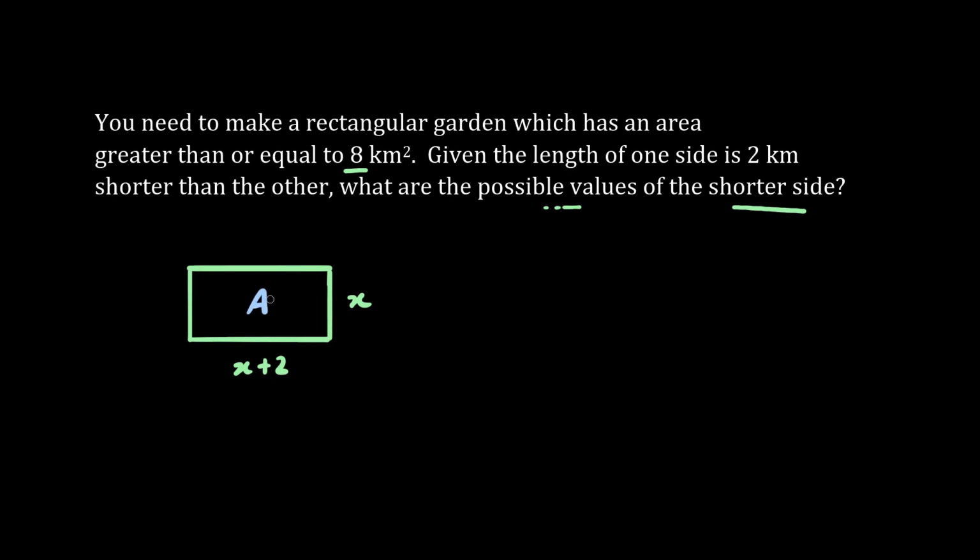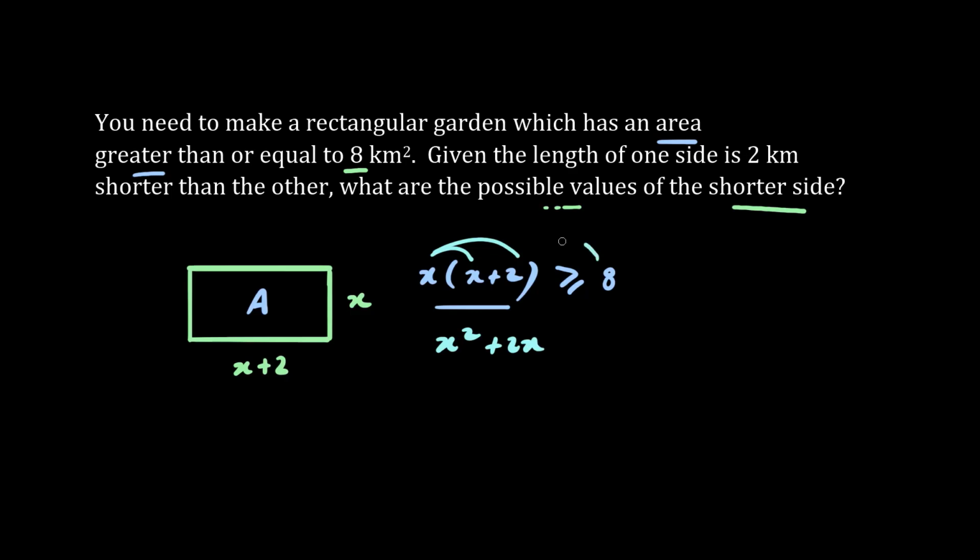We know the area formula is base times height, so we have x times x plus 2 is the area. And the goal is for the area to be greater than or equal to 8. We now use algebra involving an inequality statement. We use distribution. X times x is x squared. X times 2 is 2x. And we throw the 8 over, we have minus 8 is greater than or equal to 0.